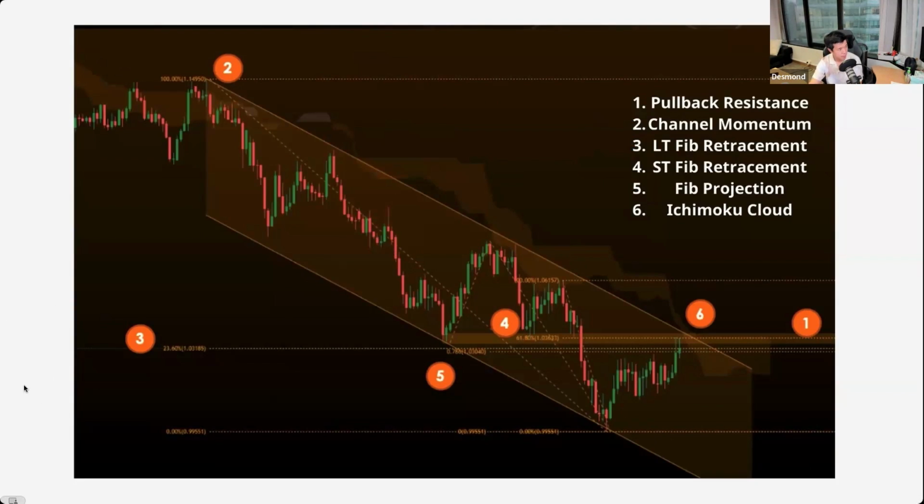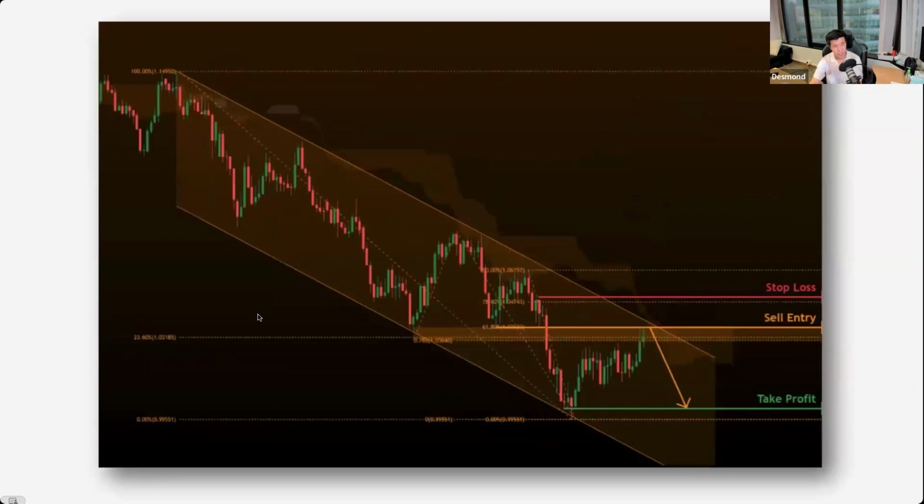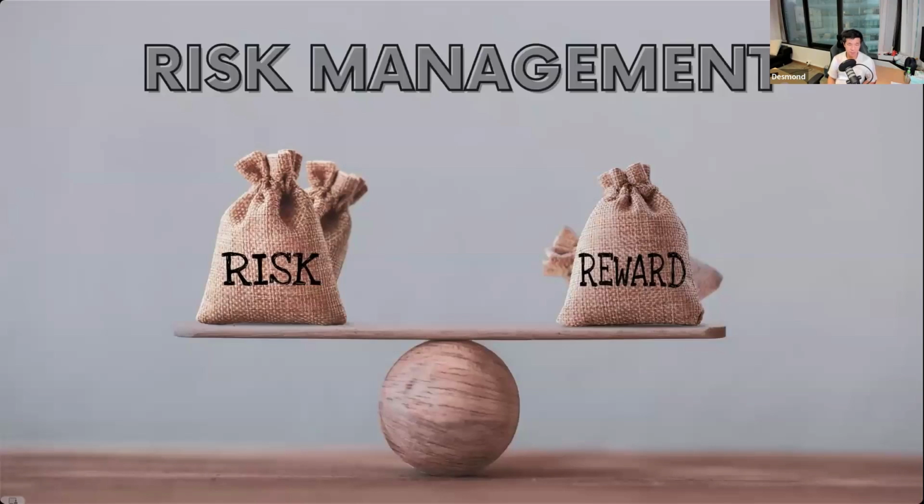Then from there, you put the entry. I teach you how to put the stop loss, and then you put the take profit. I'll explain stop loss, take profit, and position management later. If you ever felt like you got stopped out and then the market goes back in your favor, I can share with you why it happens, and ways to overcome it. Risk management.